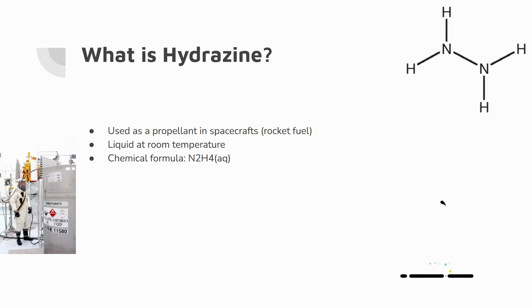Hydrazine is an inorganic compound with the chemical formula of N2H4. It is a simple nitrogen hydride and is a colorless flammable liquid with an ammonia-like odor. It is also extremely toxic. Hydrazine is mainly used as a foaming agent in polymer foams, but can also be used as rocket fuel.